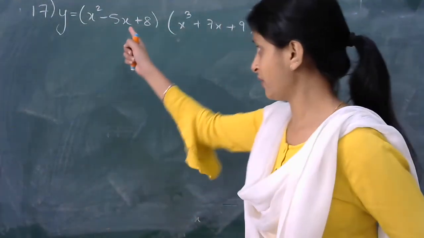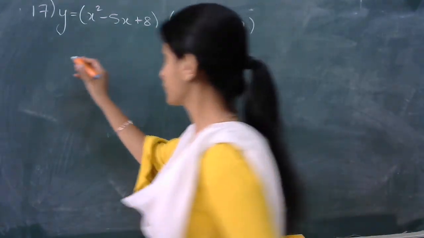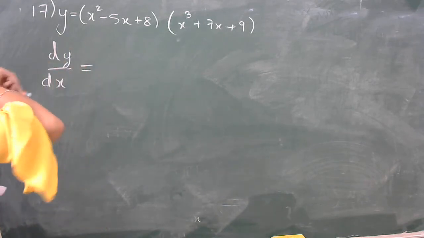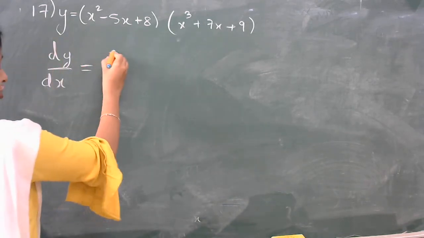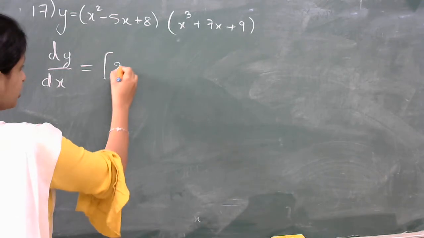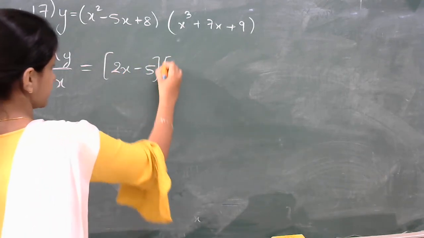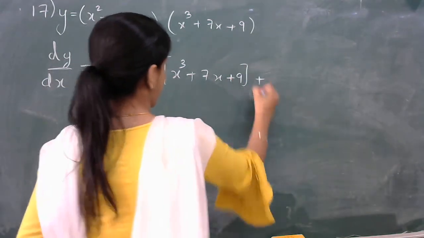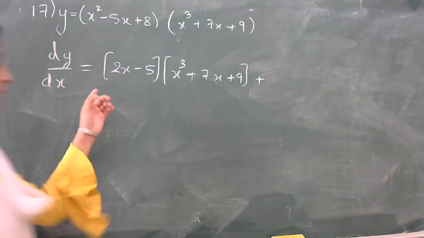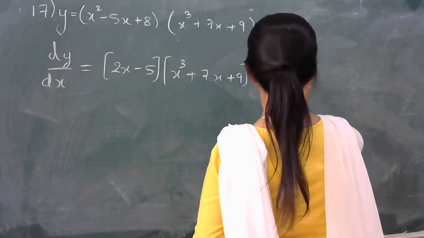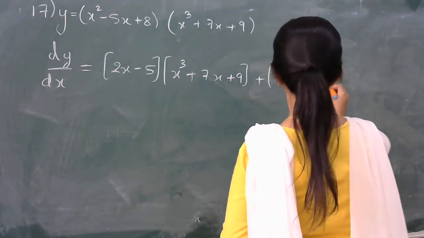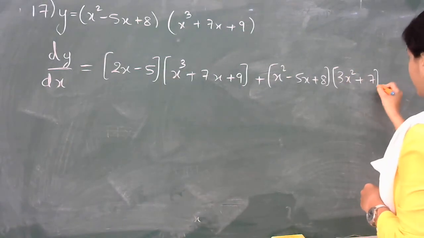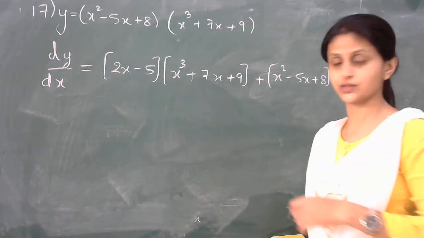See, now if I apply the product rule here, what will be my dy by dx? Dy by dx will be, you will differentiate the first function. What is differentiation of the first function? 2x minus 5. Keeping the second function as it is. Second, we will keep the first function as it is, x square minus 5x plus 8. And then we will differentiate the second function, 3x square plus 7. I hope you are understanding how I am differentiating, students.